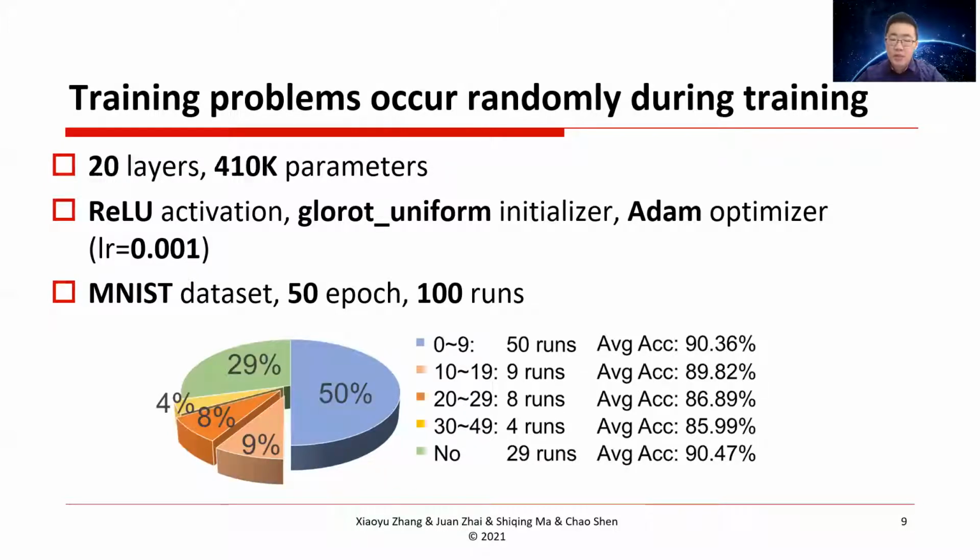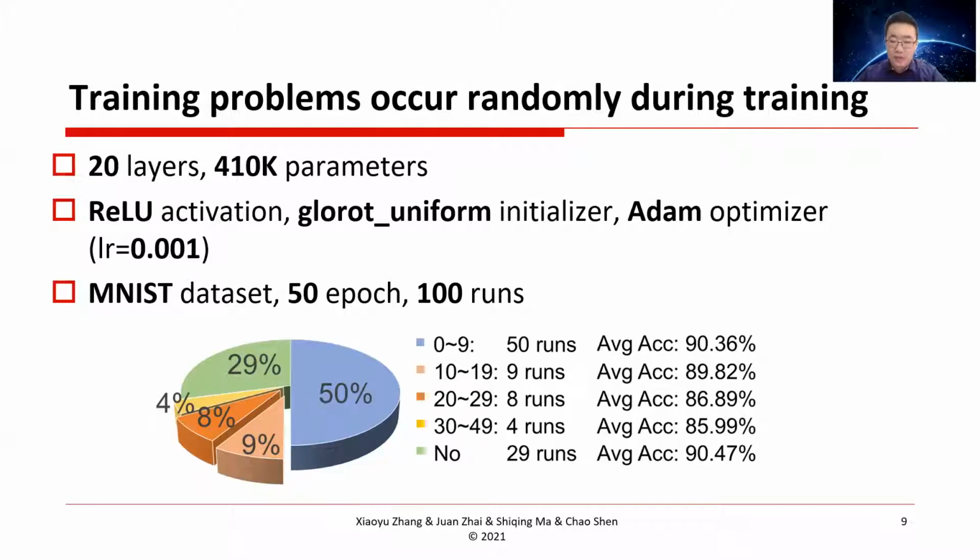In addition, training problems also occur randomly during training. For another training problem called oscillating loss, we conduct an experiment similarly to the previous one and train 100 repeated runs with the same training scripts. This time we build a 20 layers model with 410,000 parameters. The activation function and initializer we use are the same as the previous one.